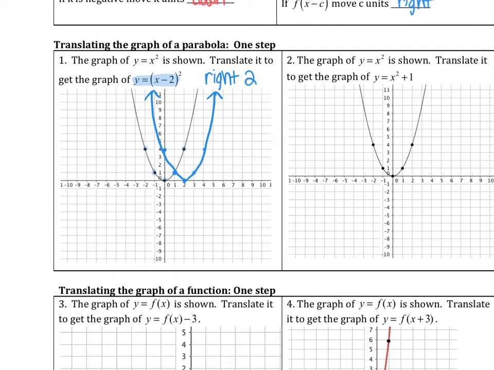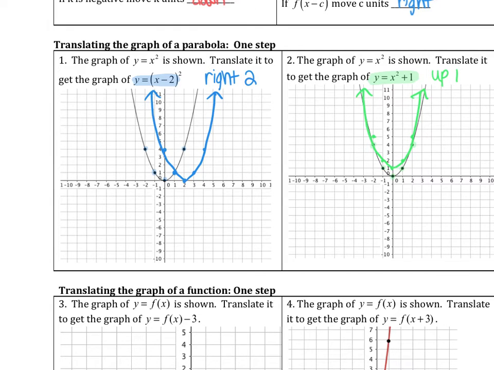In the next example, notice that we have y equals x squared plus 1. And that's on the outside, not on the inside of the parentheses. So that's telling you to move everything up 1. So you're going to move all of these 5 points up 1, and then you will have your final parabola. So your final translation. If I move this one up 1, it's here. This one up 1, it's here. This one, and this one. So your parabola is going to look something like this. It moved up 1 notch.